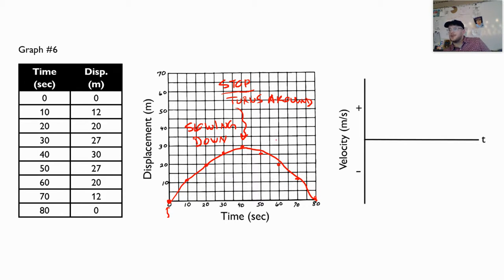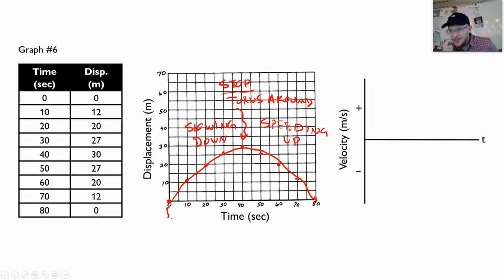And then what happens? What happens on this right side of the graph? Well, the slope gets steeper and steeper and steeper. It's going closer to home faster and faster and faster. So it's speeding up in the negative direction. So what does that look like?